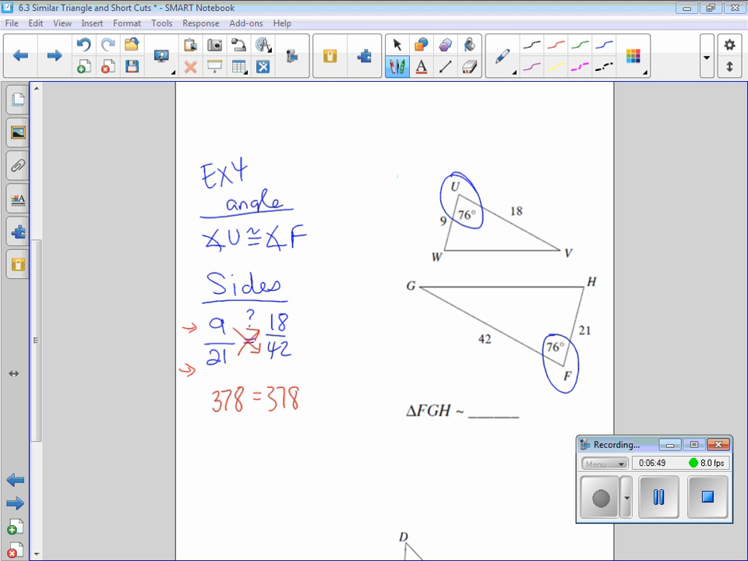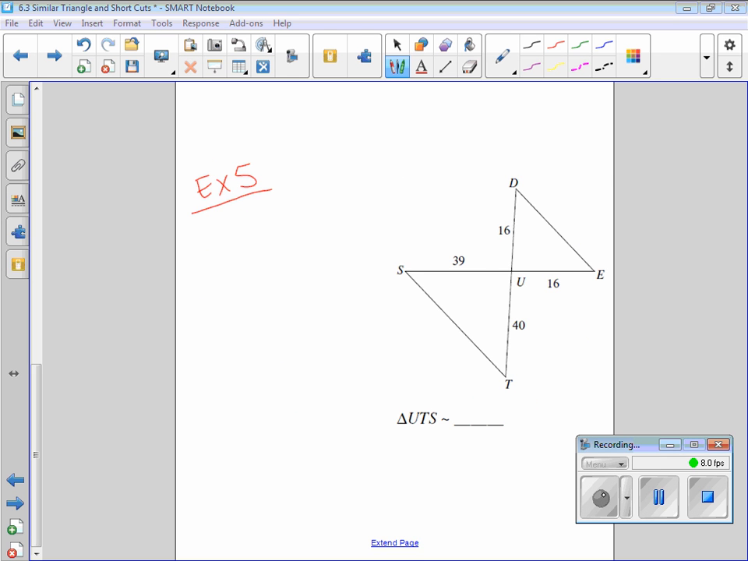So I only have two sides here. So the 21 can't possibly go with the 18 to have any chance of this being proportionate, right? 18 is the larger of the two sides in the top one, so I matched them up. And when I cross multiplied, I got 378 equals 378, and that means that the two are similar. Now that they're similar, I can write a similarity statement. Hopefully you got that right. Let's move on.